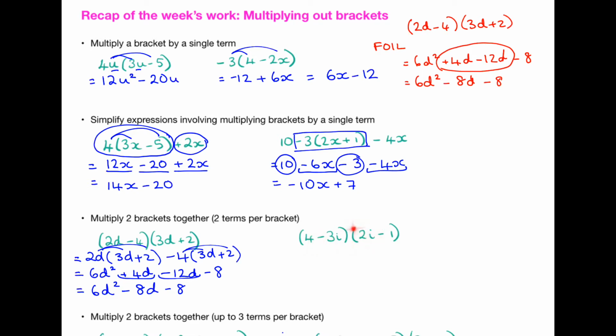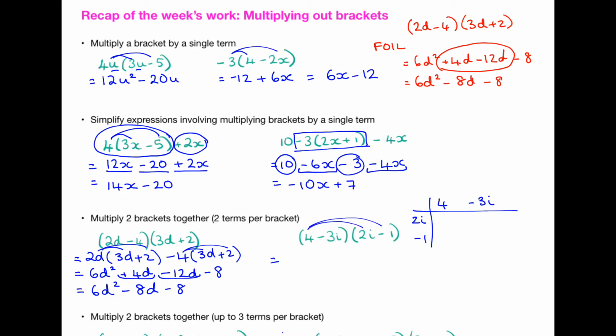So I'm going to show you using a table and by drawing lines. Okay, so I'm going to draw the lines first, I think. So tell you what, actually I'll set up the table first and then I'll draw the lines so things don't look confusing. So we've got 4 minus 3i and then 2i minus 1. Right, I'm going to leave that there and now we're going to draw the lines.